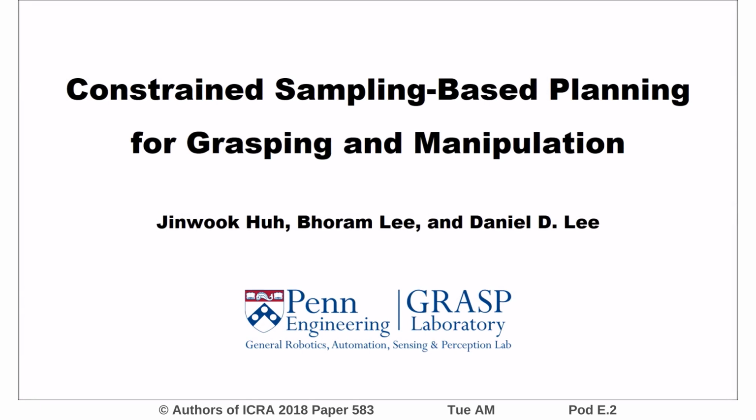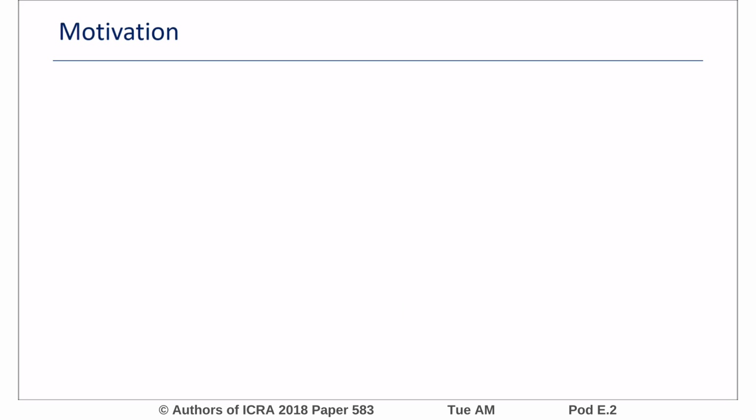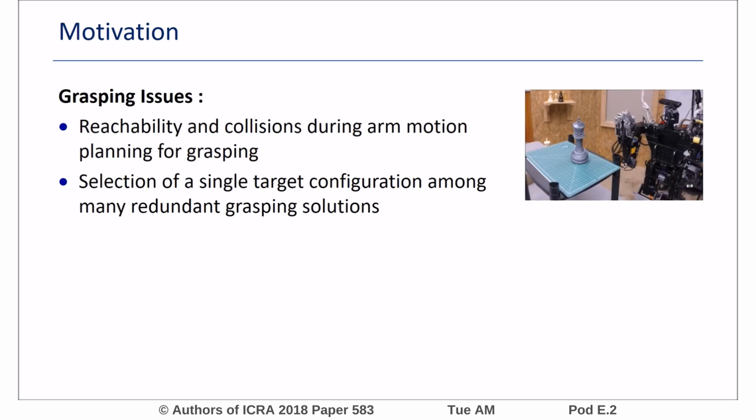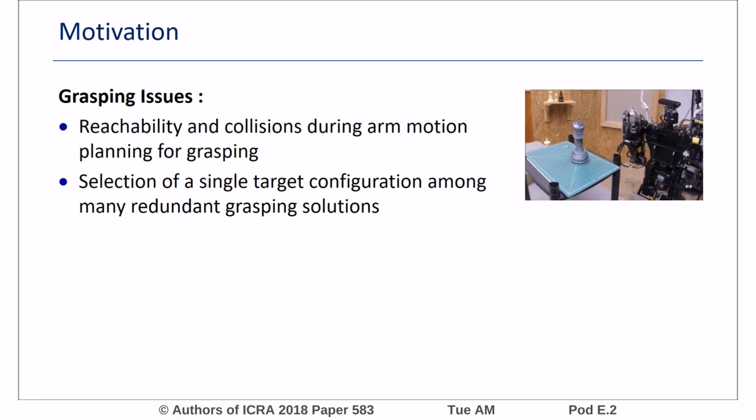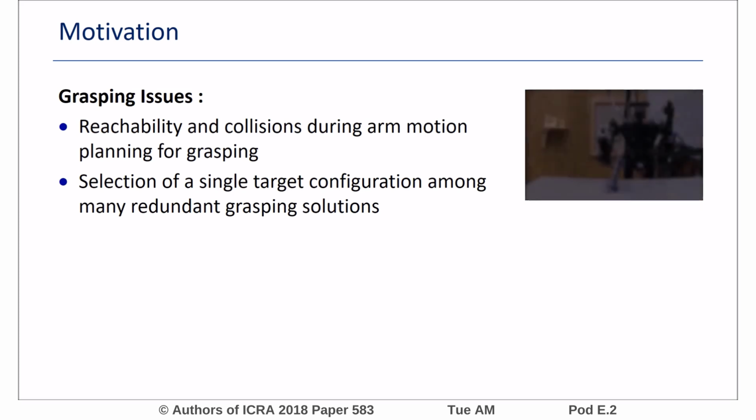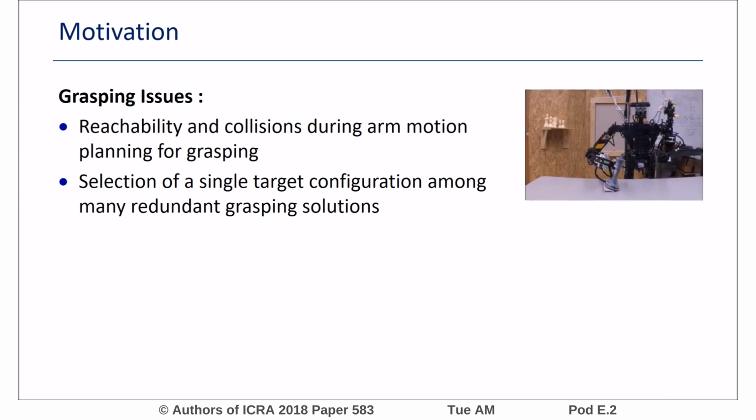Lee. This video introduces our paper on constrained sampling-based planning for grasping and manipulation. The grasping and transport problem in a complicated environment is a difficult task in motion planning. When choosing a grasp pose, we have to consider reachability and collision during arm motion planning along with a grasping score. Another issue is how to determine the optimal grasp pose among many redundant solutions.